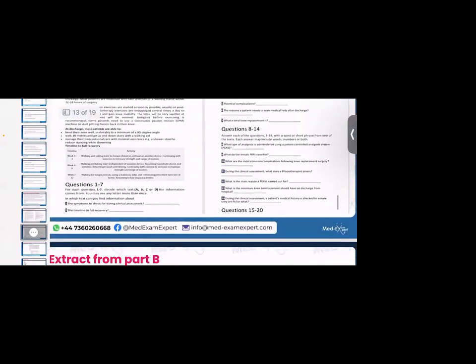Now we are going to proceed to part B. And now you can see on your screens an extract from OET reading part B, which is an article on clinical inertia in diabetes. Now I'm going to read that passage in front of you, and then you have to choose the correct option.